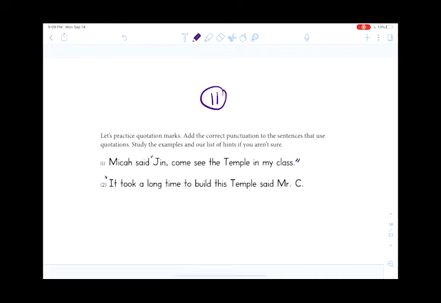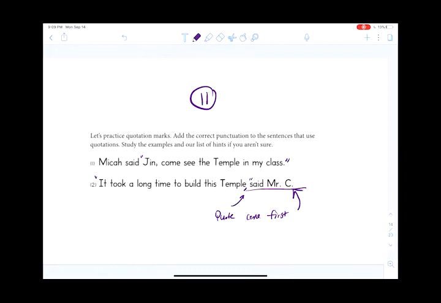"It took a long time to build this temple," said Mr. C. The quotation marks and the comma here, because the quote came first, before this part, said Mr. C. Now, do some practice and write a sentence using a quotation.